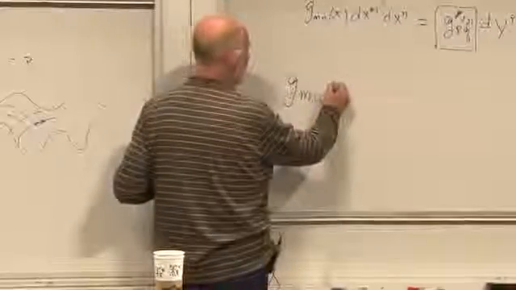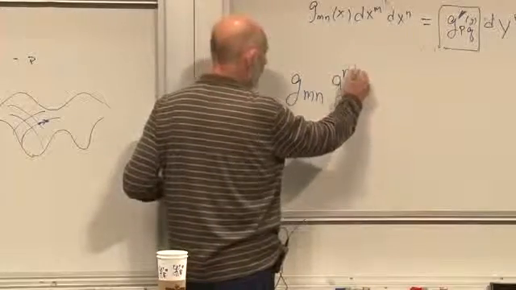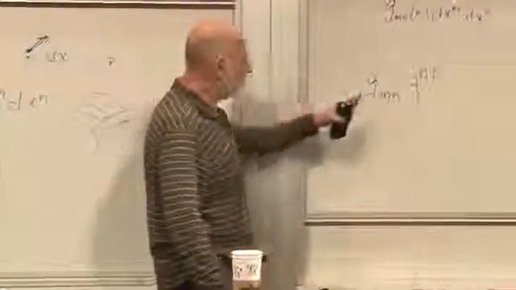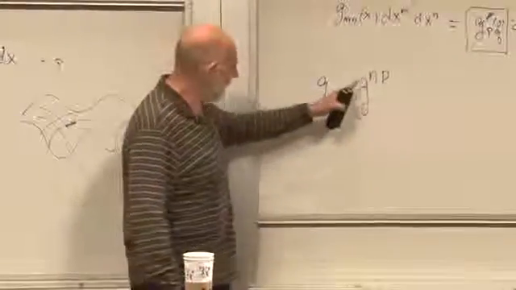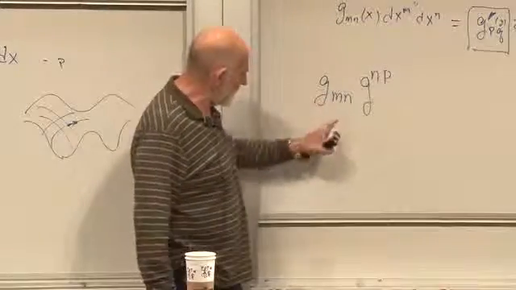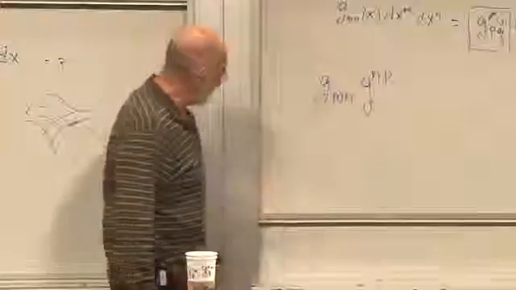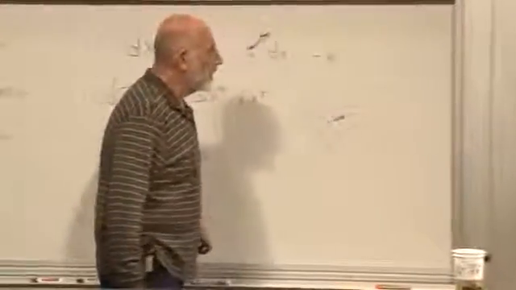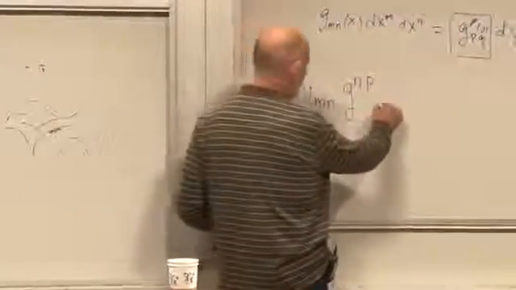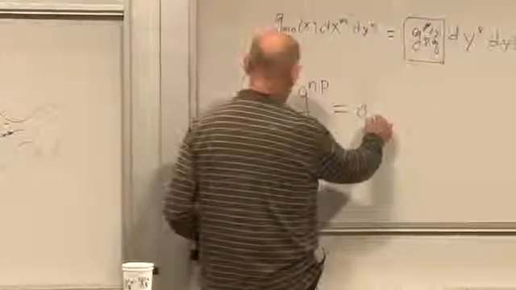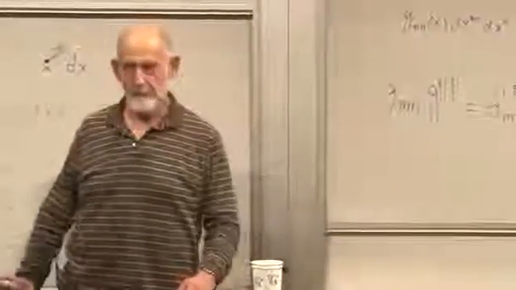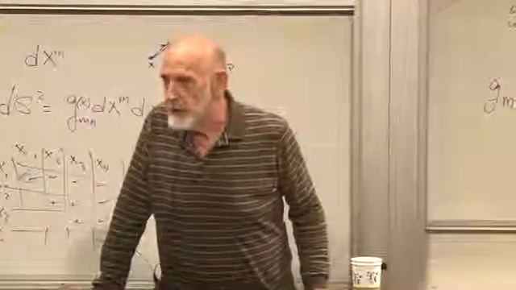GMN times GNP, summed over N, contracted. This is a legitimate expression here if GNP is truly a tensor. If GNP is truly a tensor with the upstairs index, then this is a legitimate product of two tensors with the index N contracted. Can you guess what the answer is for this product? Equals delta MP. What is delta MP? Thought of as a matrix, it's the unit matrix, the identity matrix.